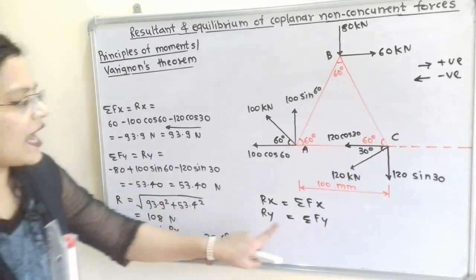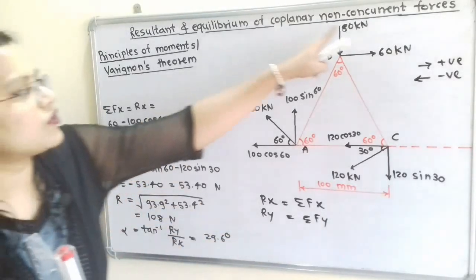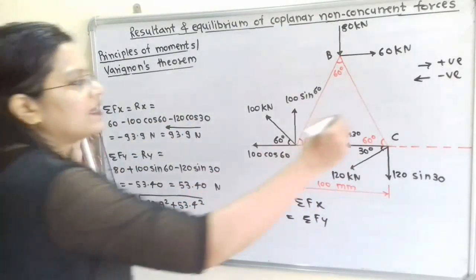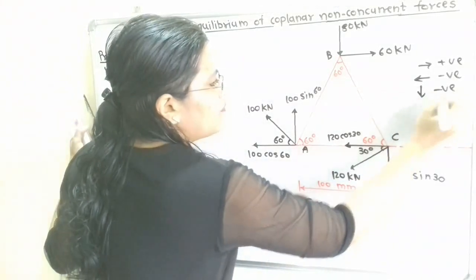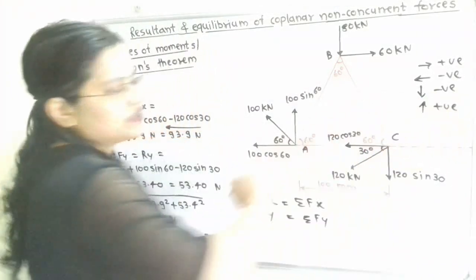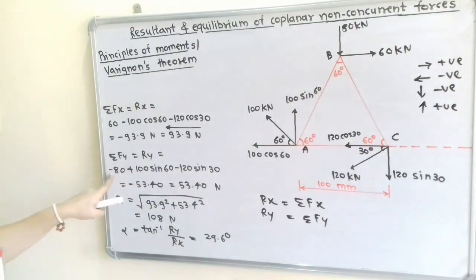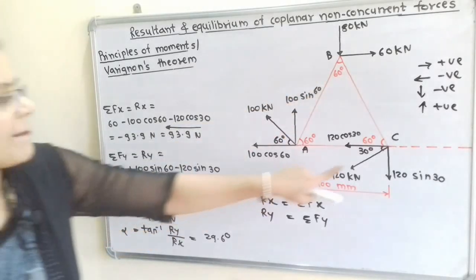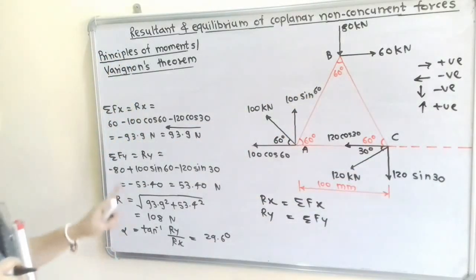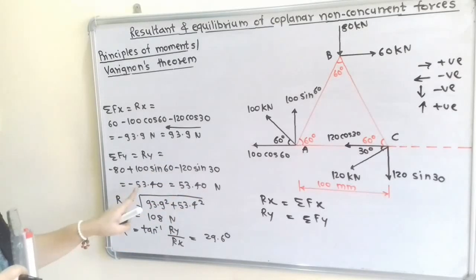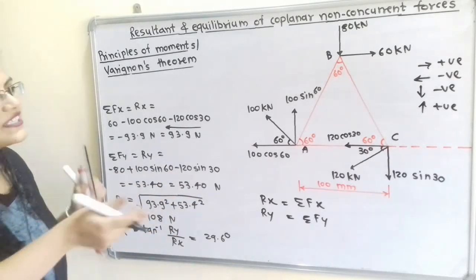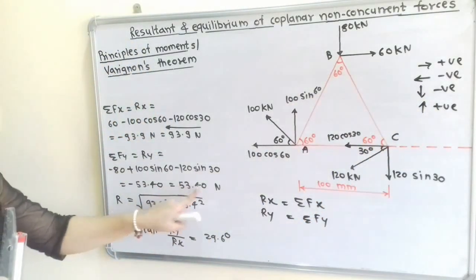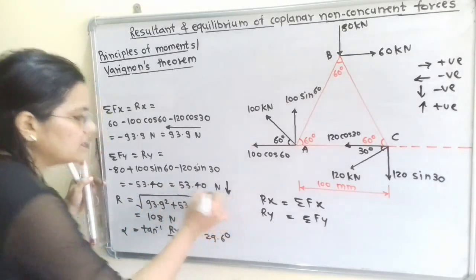Now we will find Ry, that is summation of Fy. We take all these vertical forces. For the downward direction we take negative sign, and for the upward direction we take positive sign. So again we will solve this: minus 80, plus 100 sin 60, minus 120 sin 30. Solving this, it is minus 53.40. It is a negative sign, so the direction is downward. So we can write 53.40 Newton and the direction is downward.